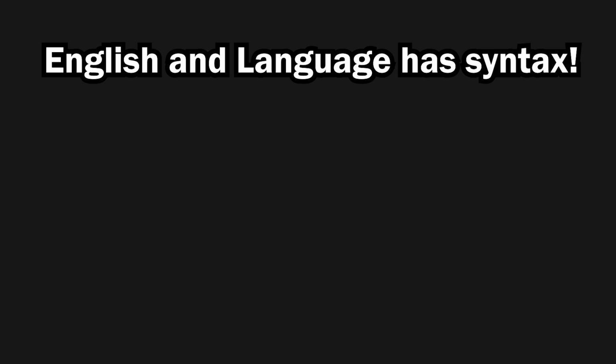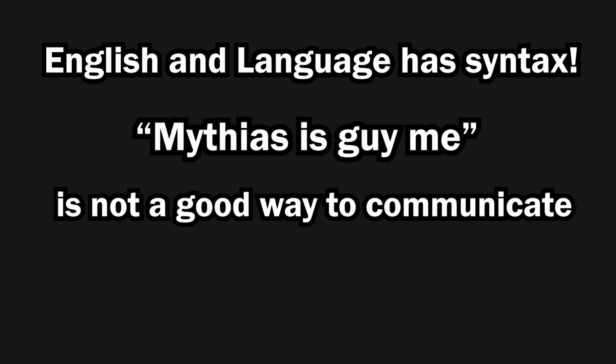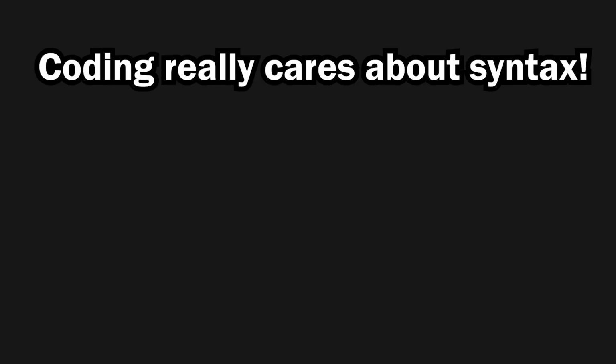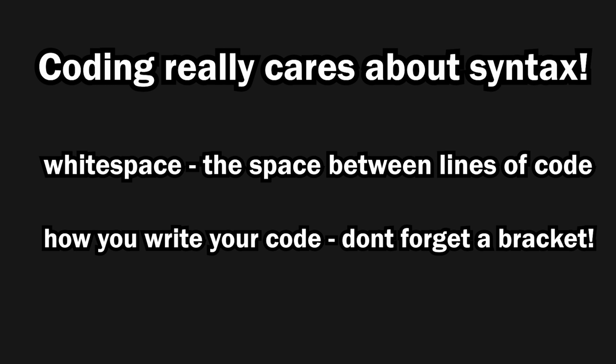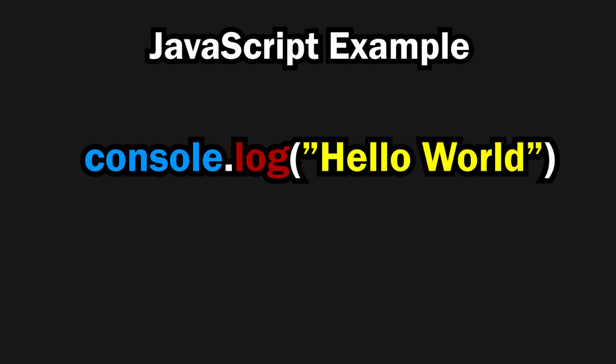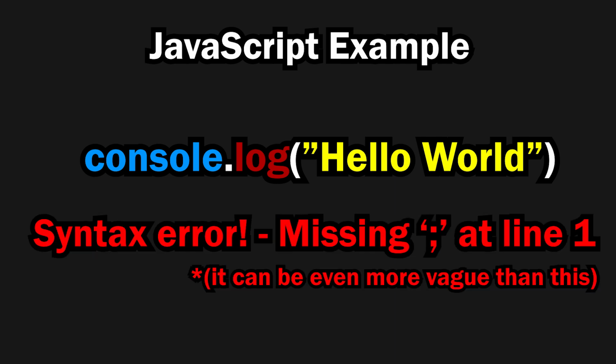English has syntax. "Matthias's guy me" is obviously not the best way to communicate; "I'm Matthias, a guy" is. And coding specifically really cares about the white space and how you write your code. In JavaScript, you are one missing semicolon away from disaster because you have to end every line of code with one to show the language that it's the end of the line, move to the next one. If it can't see that, you will get a syntax error.